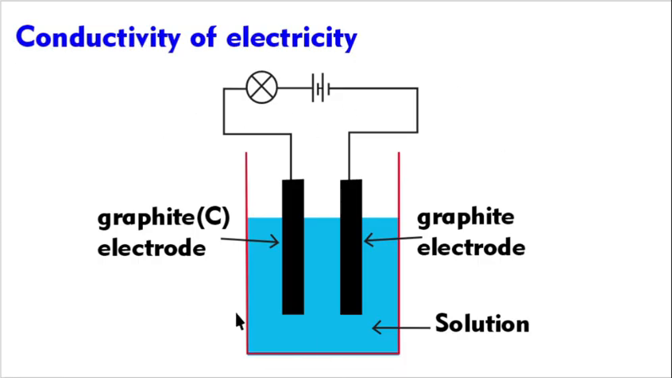So this is the setup of an experiment to show the conductivity of electricity in a solution. So if the solution conducts electricity, the bulb will light up. If the solution does not conduct electricity, the bulb will not light up. So these are electrodes, carbon, these are graphite electrodes, they conduct electricity, and the conductors are connected, the bulb is connected here, and the dry cell is used to give a potential difference. If the solution conducts electricity, the bulb will light up.